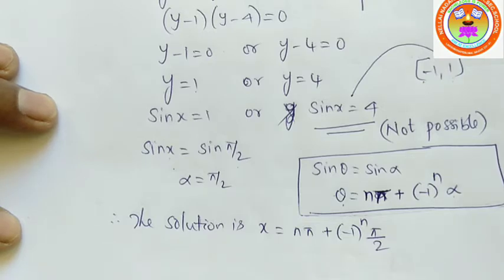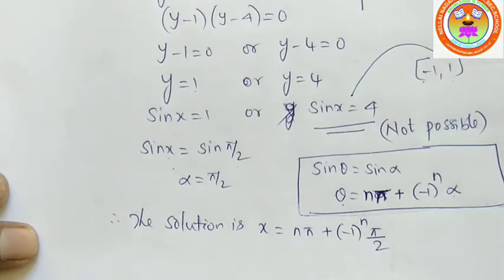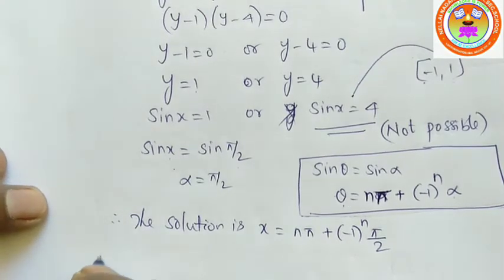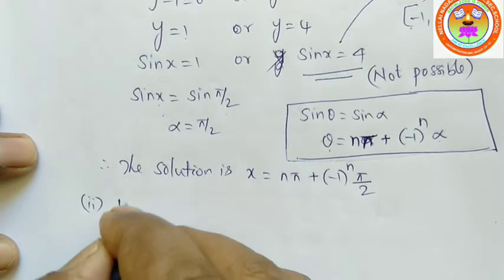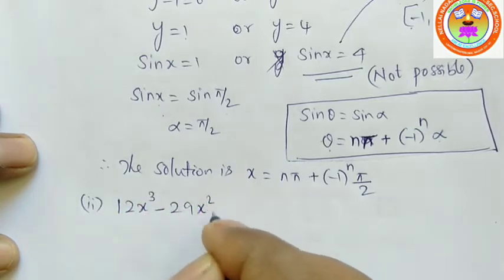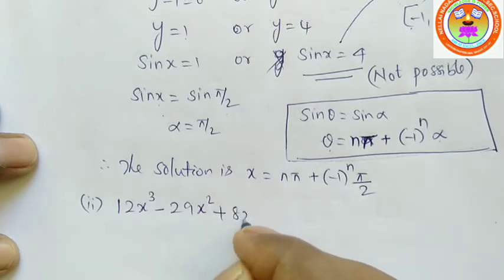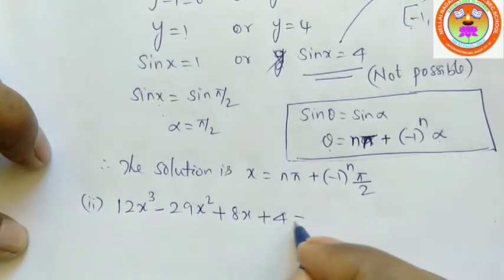Okay. Now come to the next question, that is the second subdivision. The second subdivision is: solve the equation 12x cube minus 29x square plus 8x plus 4, which is equal to 0.